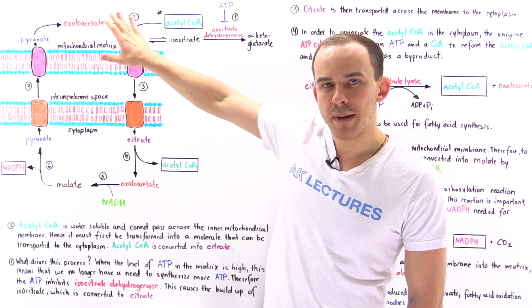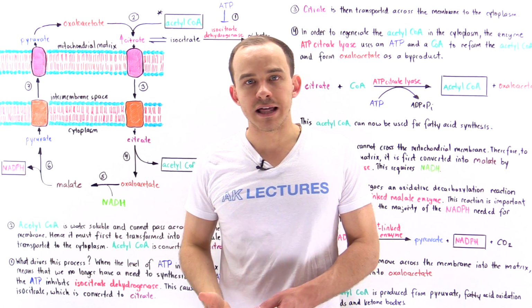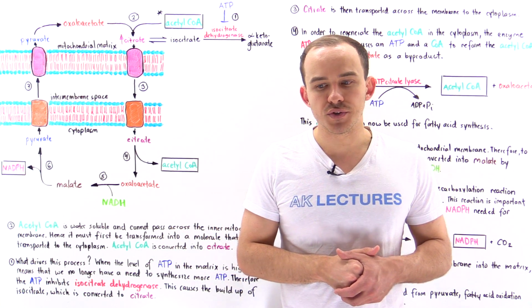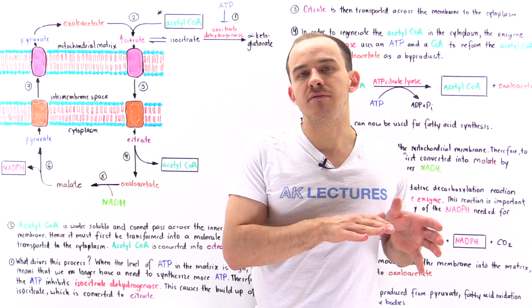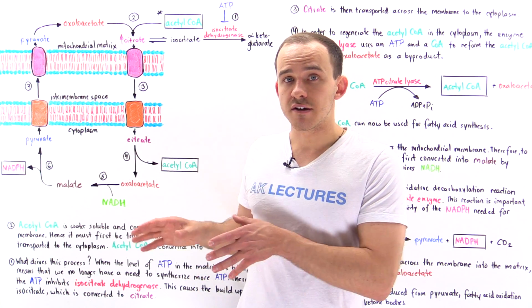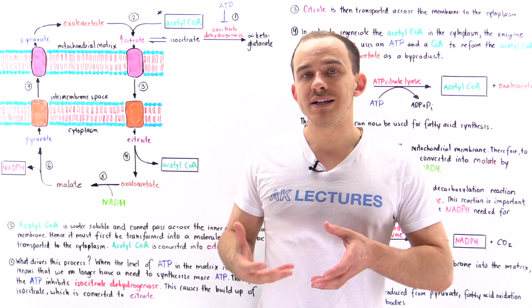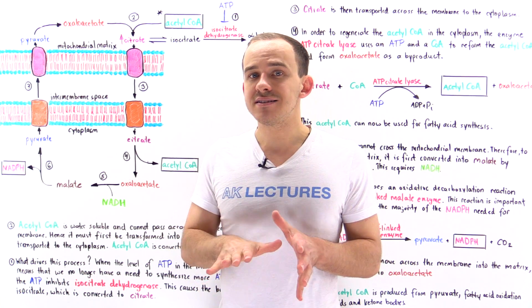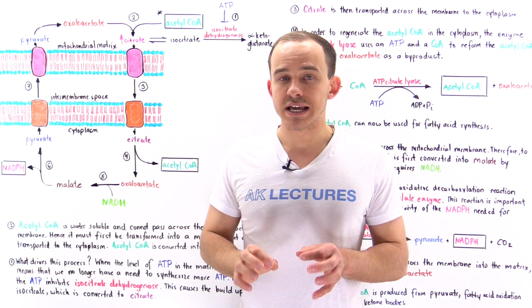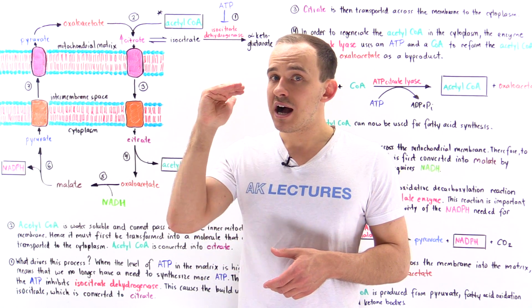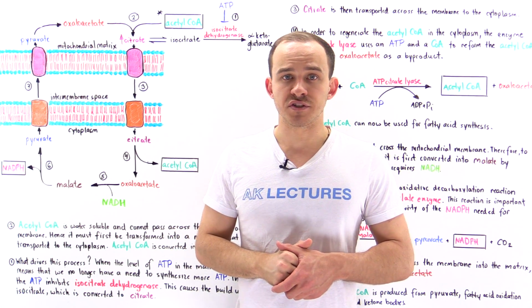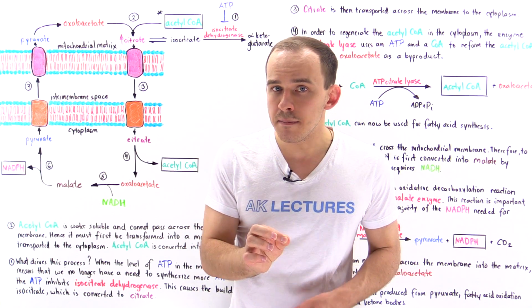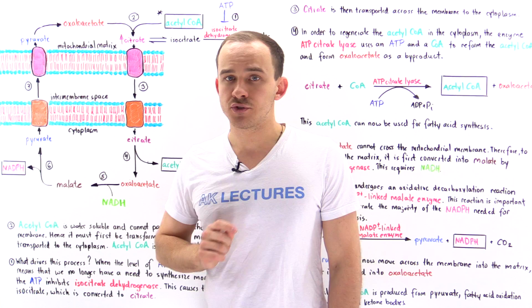So we know that in the matrix, we have the citric acid cycle and electron transport chain basically generating ATP molecules. And so when we have high levels of ATP inside the matrix of the mitochondria, we don't want to actually produce any more ATP molecules. We want to stop the process of ATP synthesis. And so what happens is, when there are high levels of ATP in the matrix of the mitochondria, that ATP acts as an allosteric inhibitor of one of the enzymes of the citric acid cycle.